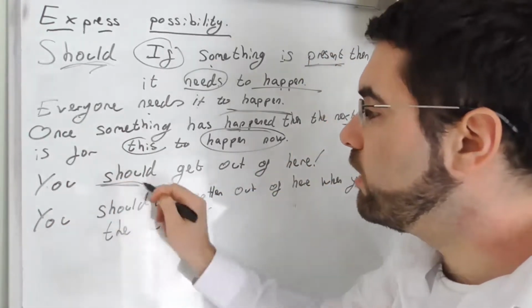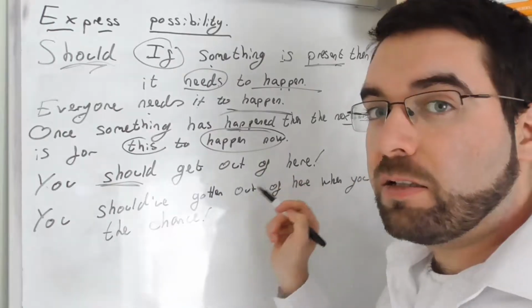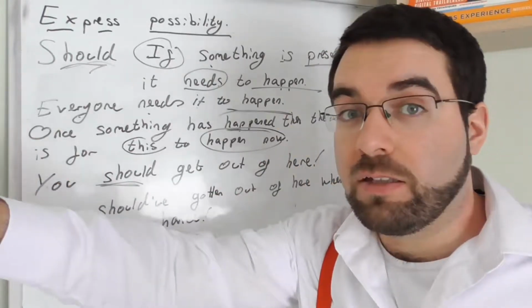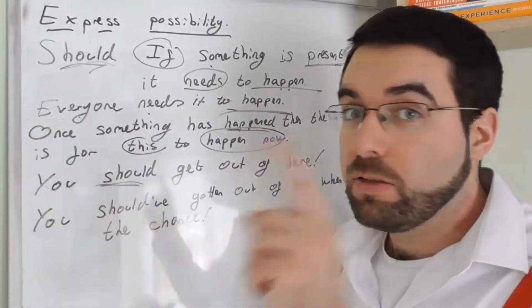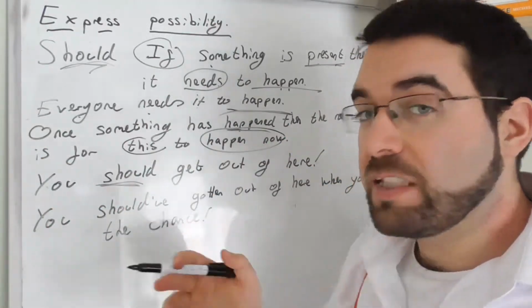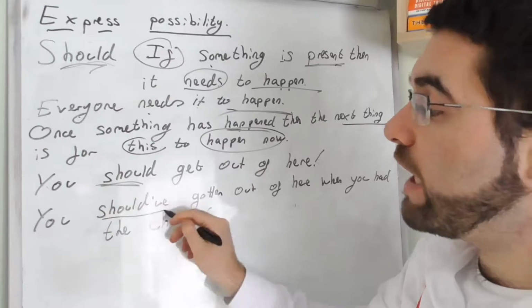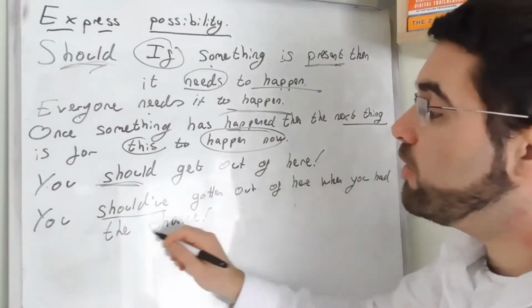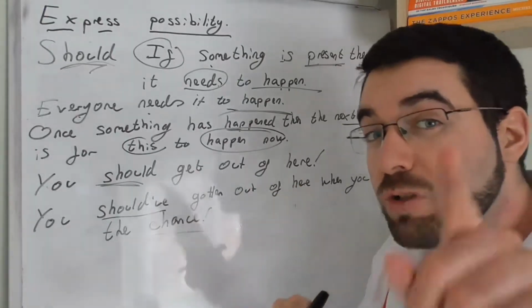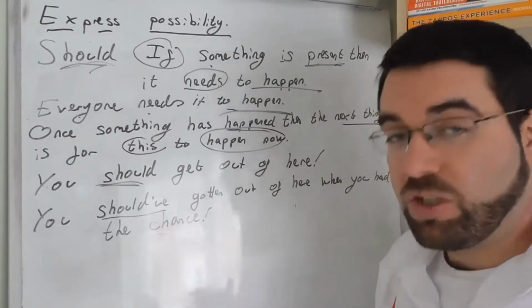You should get out of here. The door's open. It's waiting for you. You should get out. It needs to happen. You should have, past tense, you should have gotten out of here when you had the chance. You should have left when you had the chance.